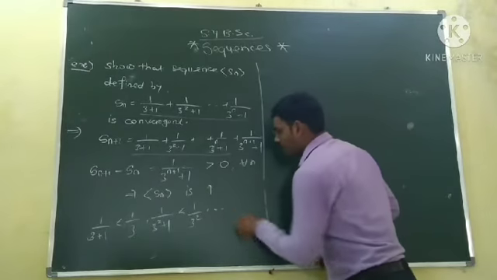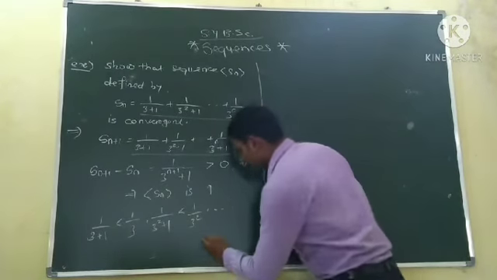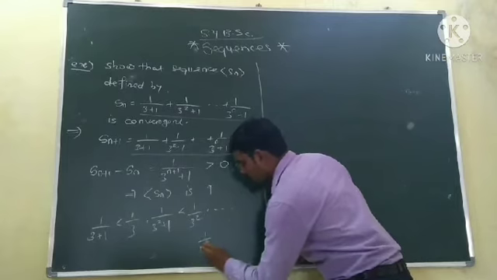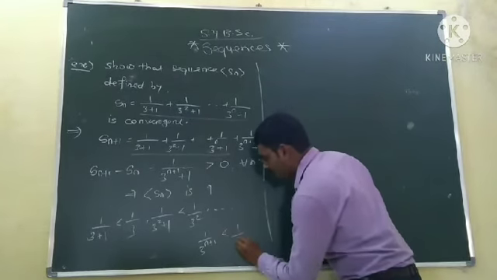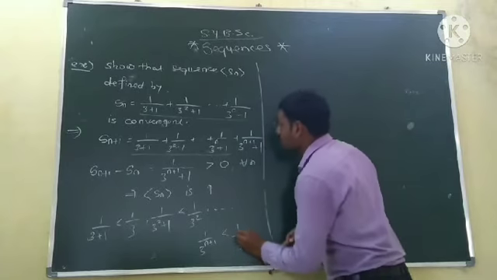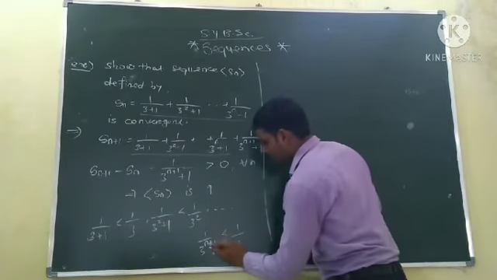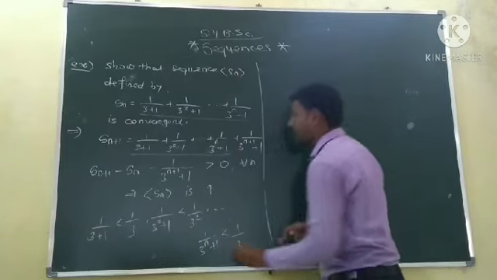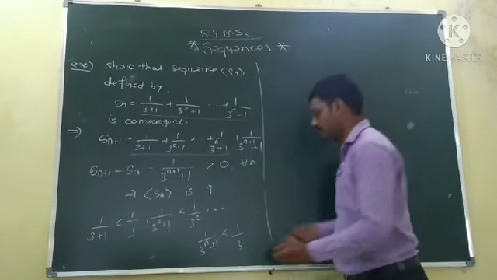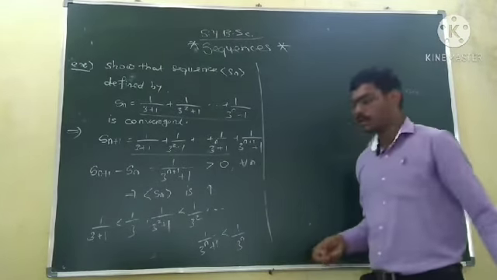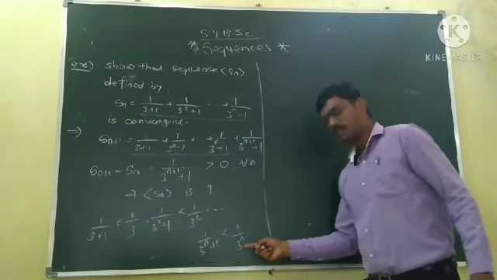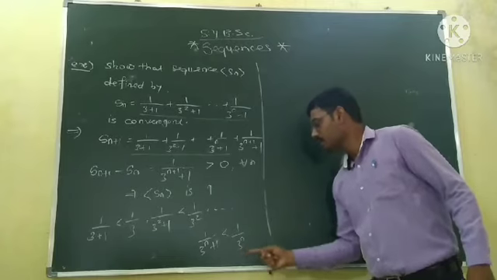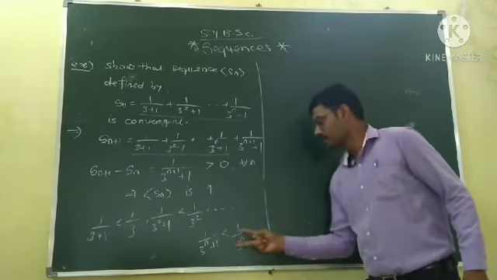Up to so on, we can say the number 1 upon 3 raised to power n plus 1 is obviously less than 1 upon 3 raised to power n, because here the denominator is 3 raised to power n plus 1, and here the denominator is 3 raised to power n. The denominator is lower than this, so this number is greater than this.